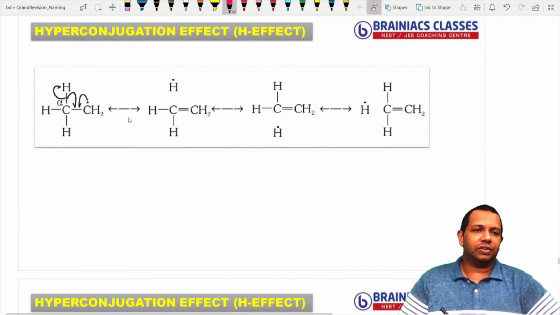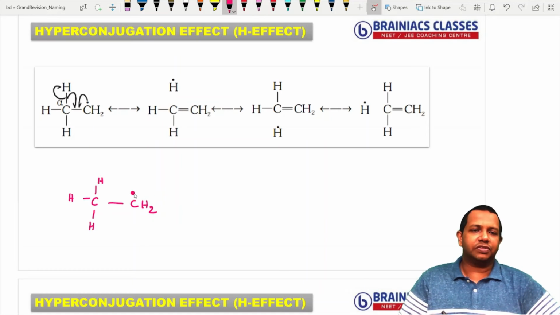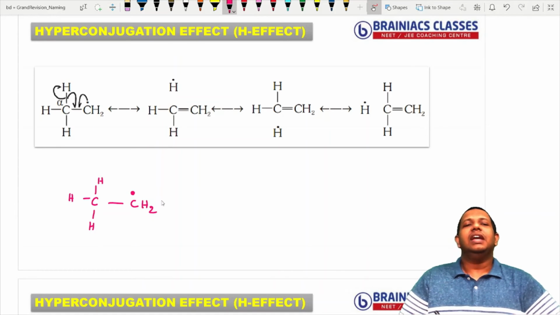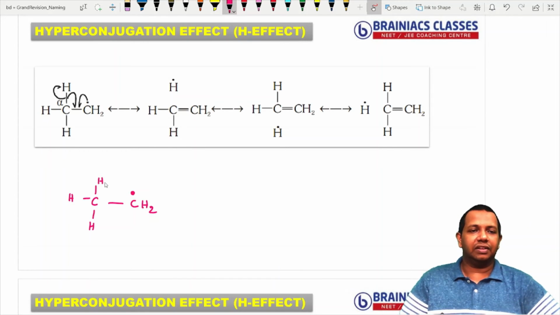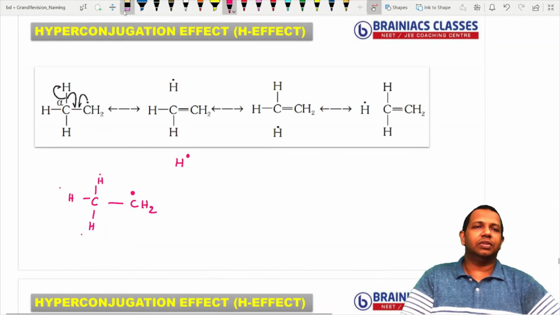Now here, if you see, a C with 3 hydrogen atoms is present, and it is connected to a carbon atom with 2 other hydrogen atoms, but there is no plus charge, instead a free electron is there. In this case also hyperconjugation is there. Here also, the hydrogen atom will leave as H dot. So let us assume this hydrogen atom is leaving as H dot. Then what will happen?